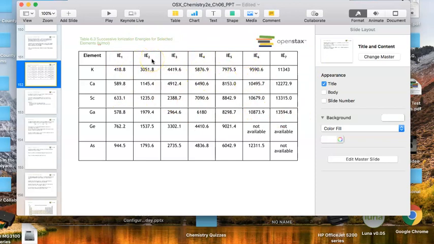The second ionization energy, for example, you're removing an electron from a +1 cation. Here, IE3, you're removing it from a +2. Here, you're removing it from a +3. Here, you're removing it from a +4, and so on.